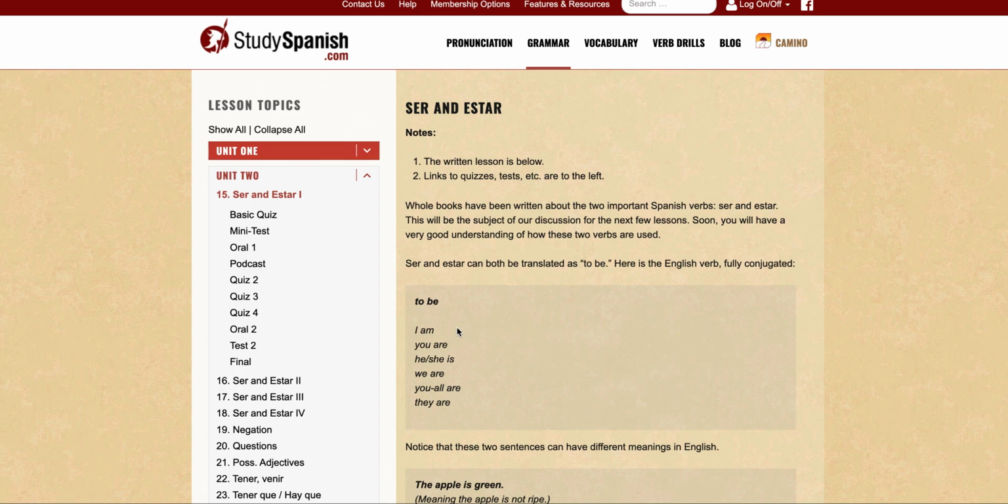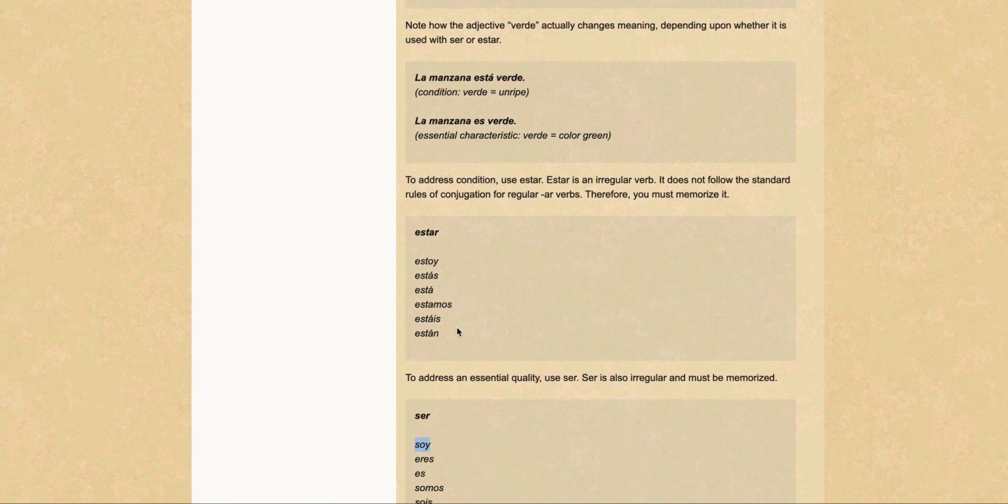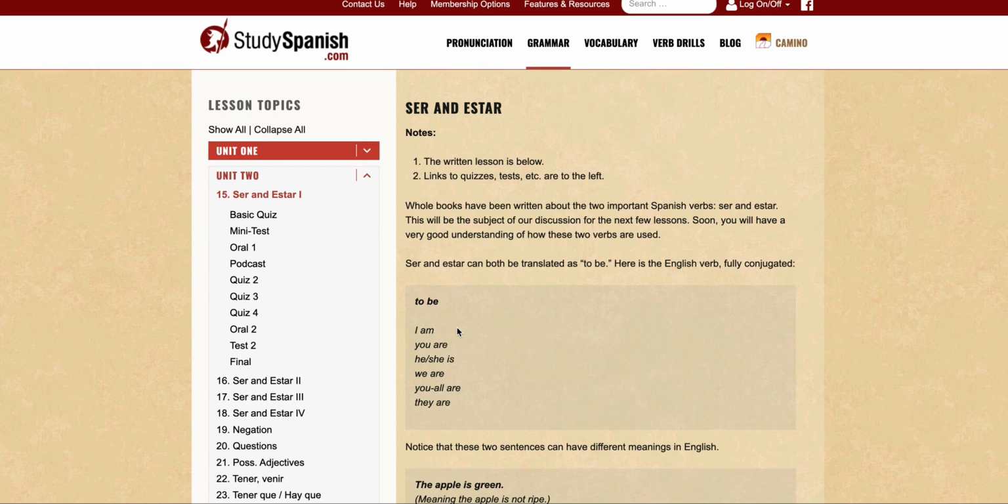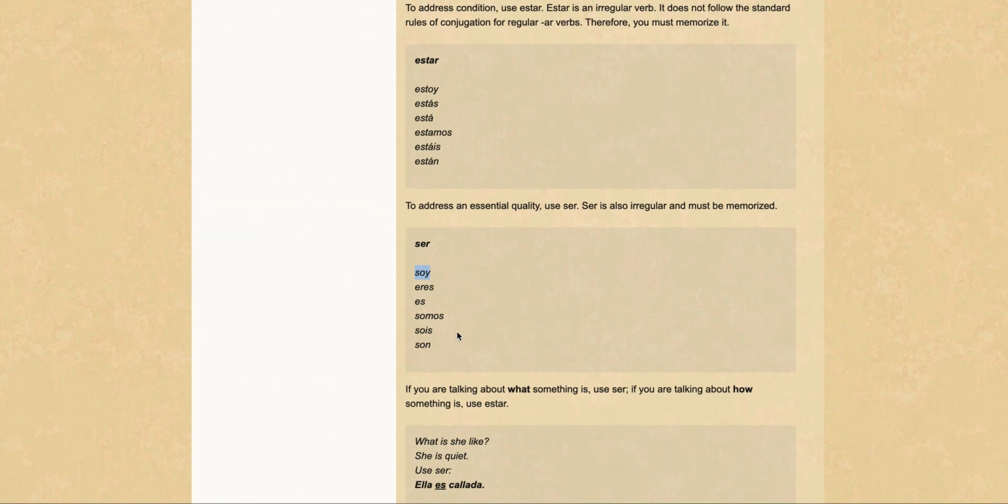The fifth one is you all, and you add ais, so estáis or sois. The last one is they are. Here you add an or on, so it's están or son. So it looks like we got a good understanding of the different forms, both for estar and ser.